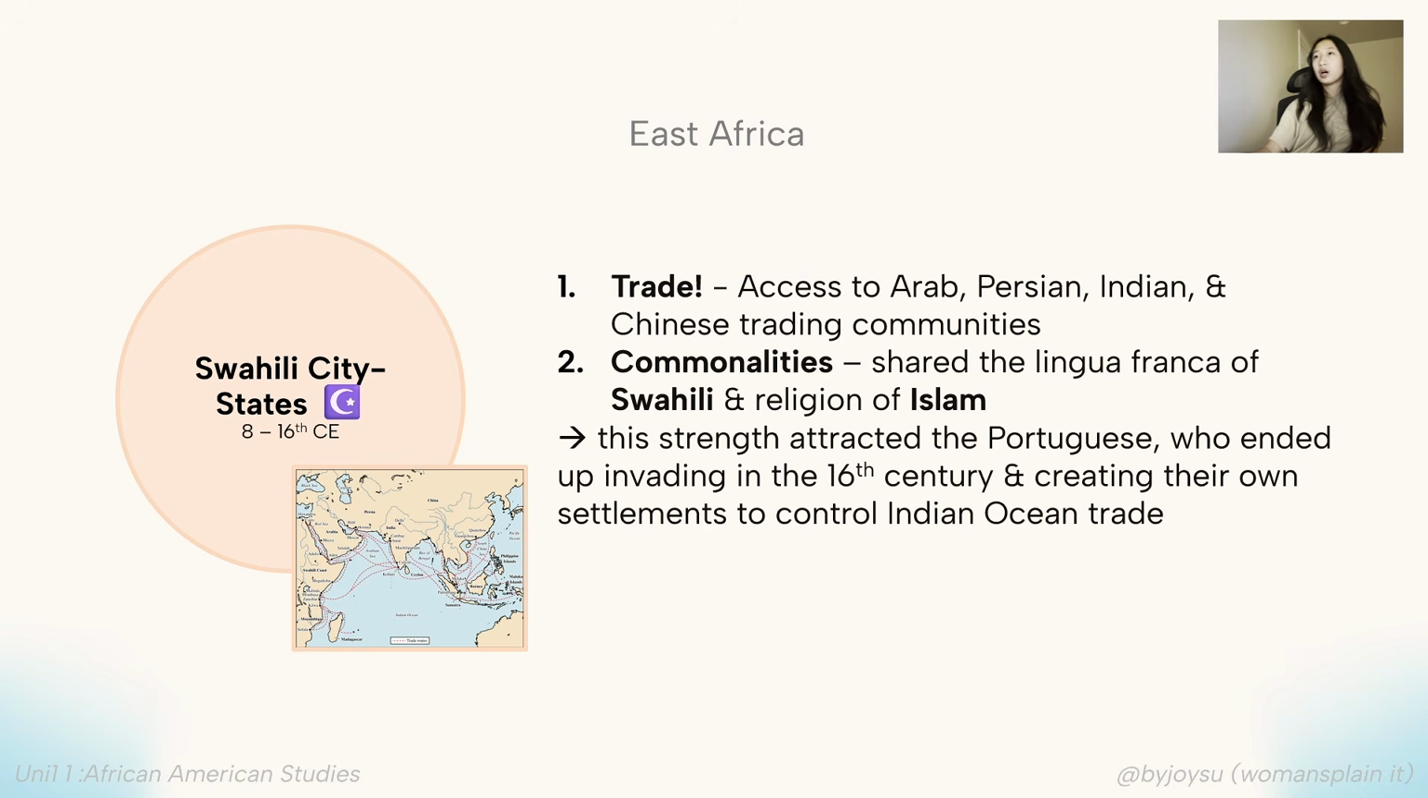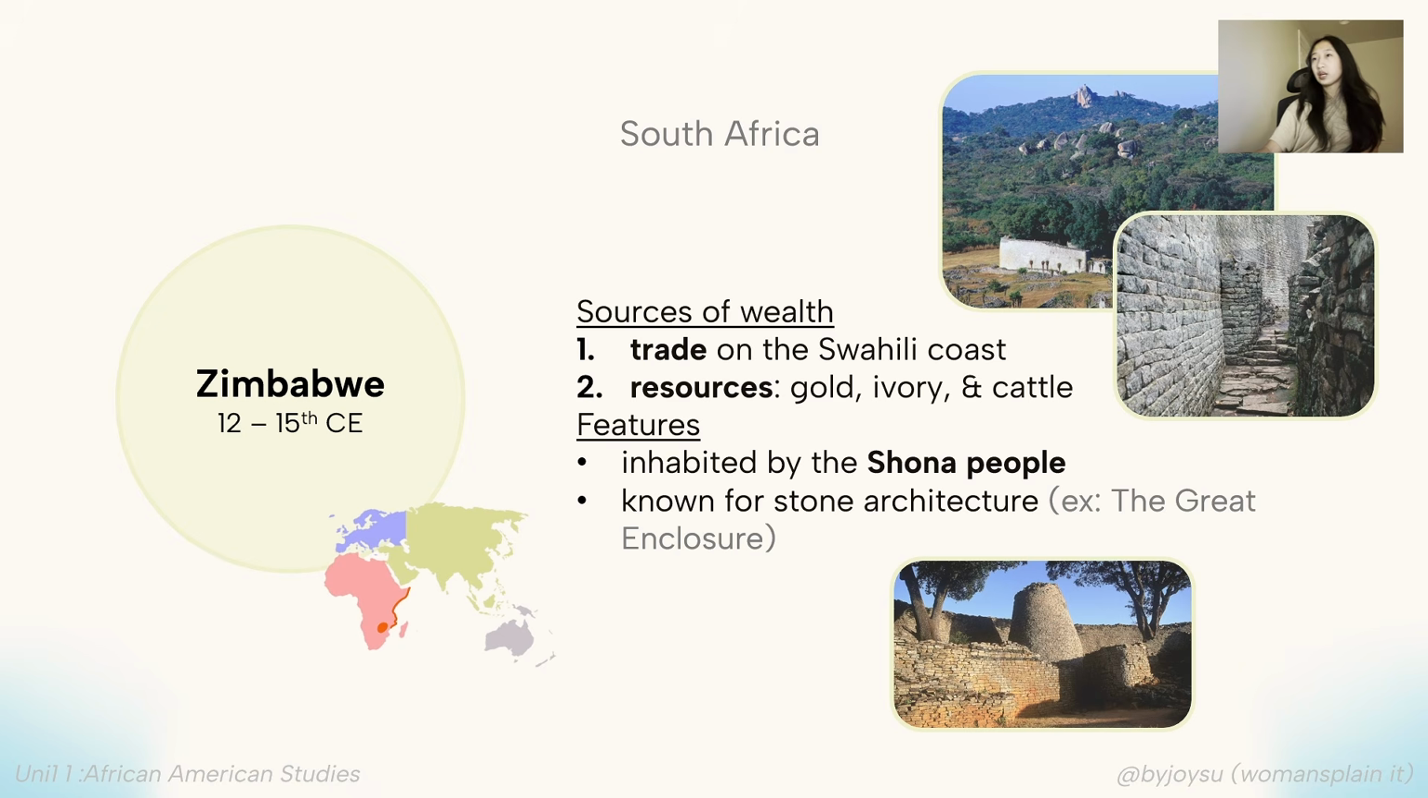Now, if we move on to Zimbabwe, the Kingdom of Zimbabwe is home to the Shona people. They became wealthy off their resources like gold, ivory, and cattle, which they were able to trade. Even though Zimbabwe is technically landlocked, it's right where this orange dot is, located in southern Africa, it is not far from the Swahili city-states, which meant it was able to get rich pretty fast. The wealth that was amassing through trading meant that it was able to create some pretty crazy architecture.